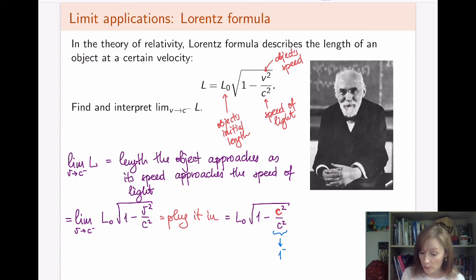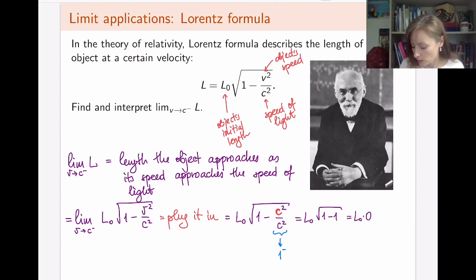Okay, now with that in mind, I can actually compute what happens next, right? So I'm going to have L naught times the square root of 1 minus 1, because that's what my quantity approaches. 1 minus 1 is 0, a positive 0 here, on the positive side. So it's going to be L naught times 0, which is 0. Okay, so my ultimate answer here is that as an object approaches the speed of light, its length approaches 0. That makes sense. Try to justify that to yourself.